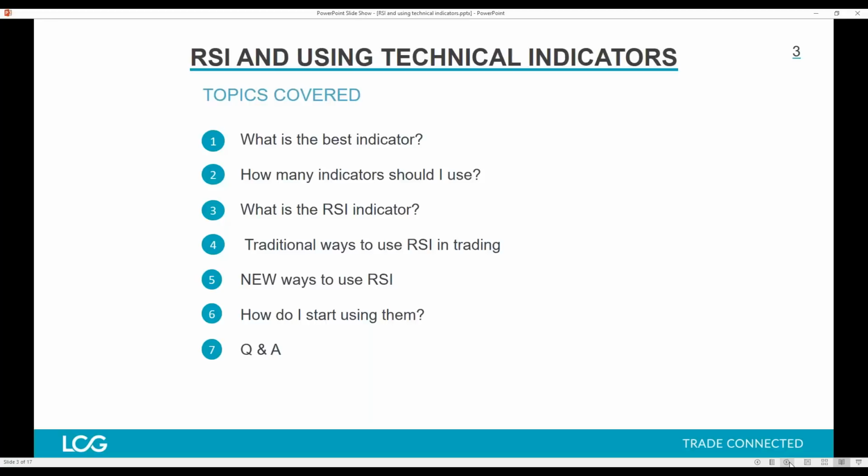I'm hoping this won't take up too much of your lunch break today, so we'll try and get through this. I'm not trying to write a book on RSI here, but hopefully it gets across some key ideas, maybe something a bit different if you're already using it.